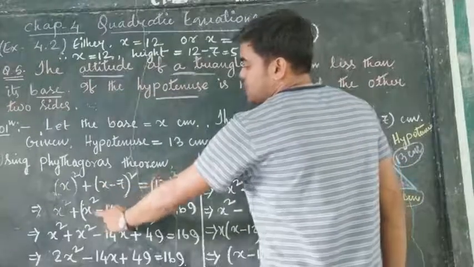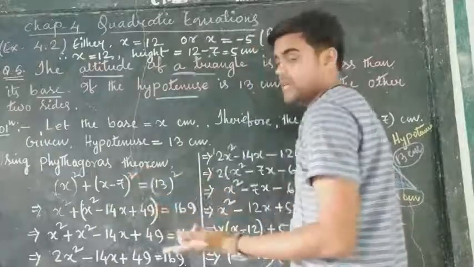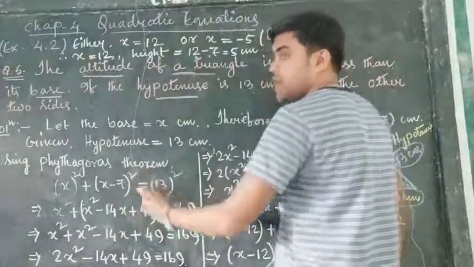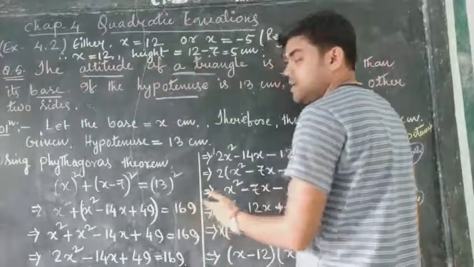So x square minus 14x, that is 2 into x into 7. So 14x, plus 7 square means 49. So 49 equal to 13 square, which means 169.